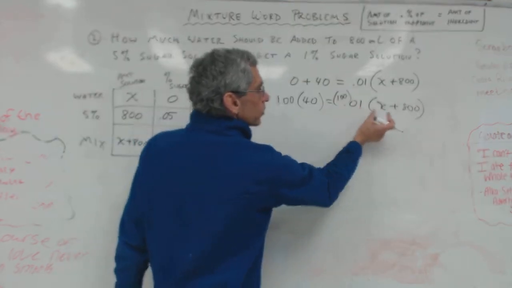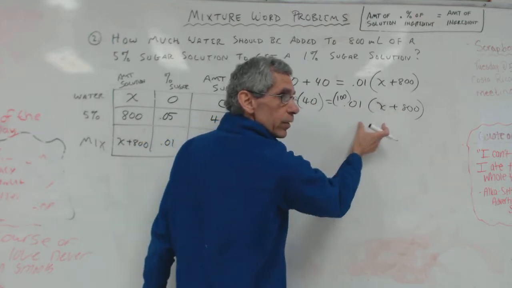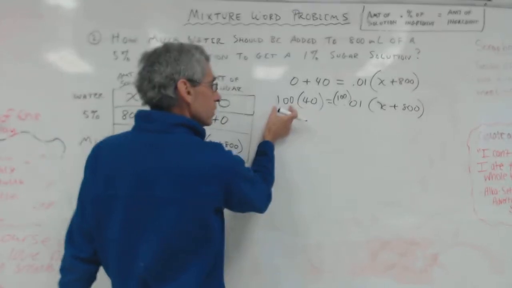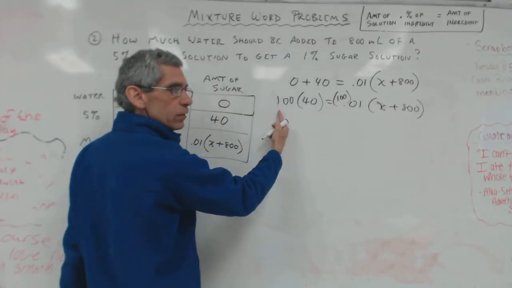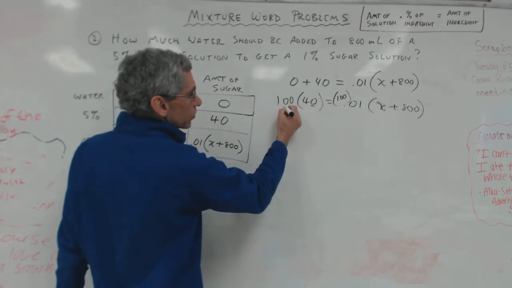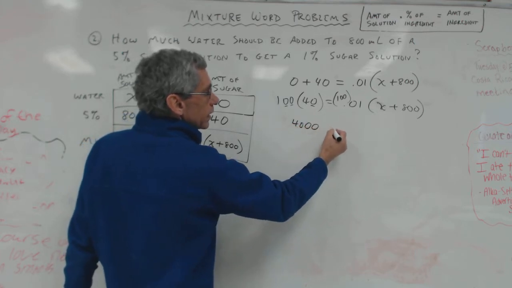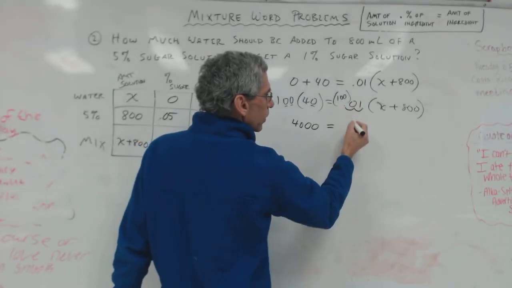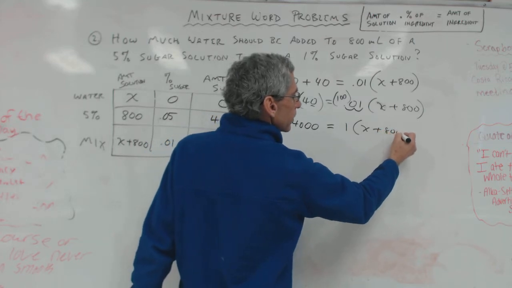I don't have to multiply this times 100 because this is being multiplied times this, so I don't want to multiply this stuff by the 100. It's like 100 times this and 100 times that. So suddenly, what's 40 times 100? I'm going to add the zeros. There's 3 zeros, so it's going to be 4,000. Equals, now I'm moving this over, it's just a 1. 1 times x plus 800.